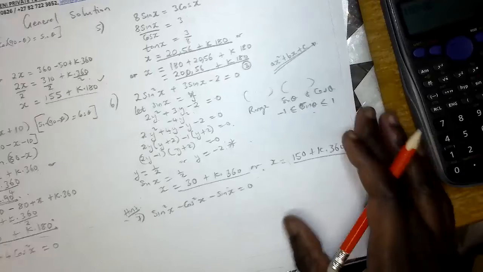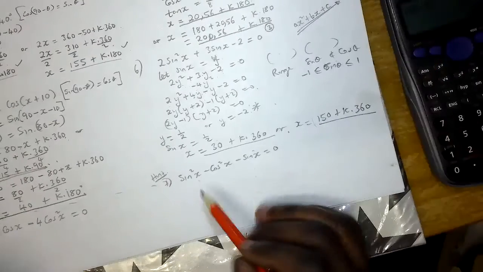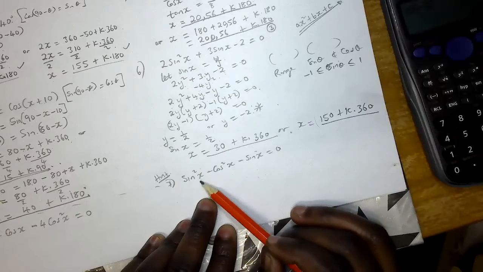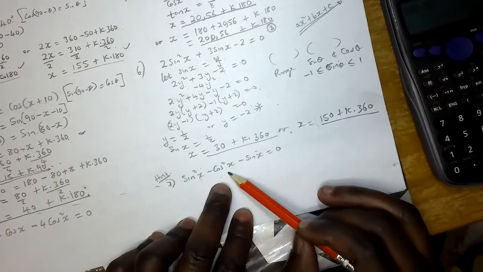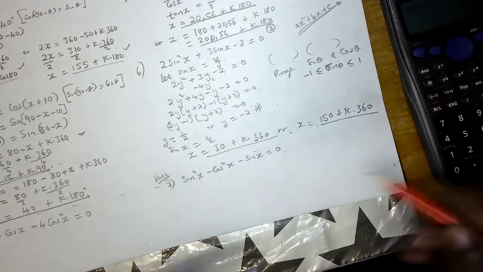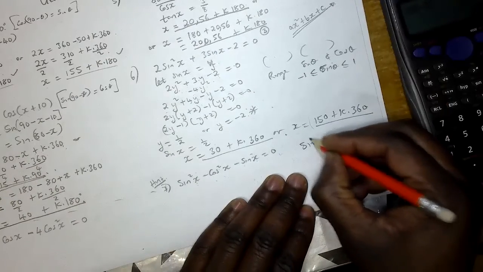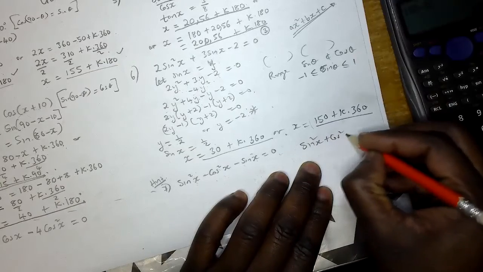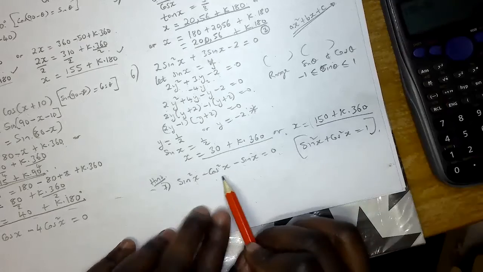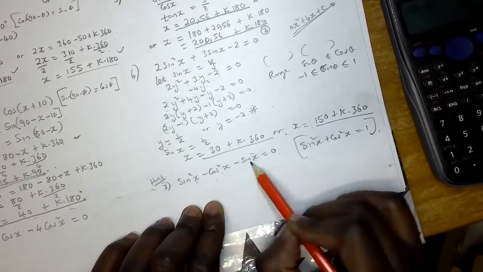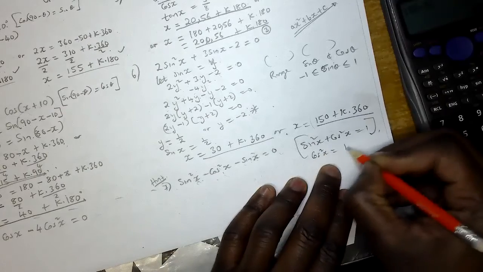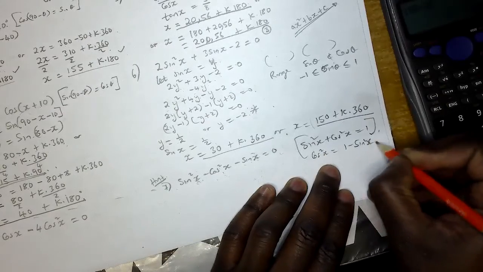Now, for these ones, I'm just going to give you a hint on how you're supposed to go about it. For this one, we are given that sine squared x minus 2 cos squared x minus sine x gives you 3. You know the identity that sine squared x plus cos squared x gives you 1. Since you've got two sines here and you want everything in sine, you substitute cos squared x equal to 1 minus sine squared x.